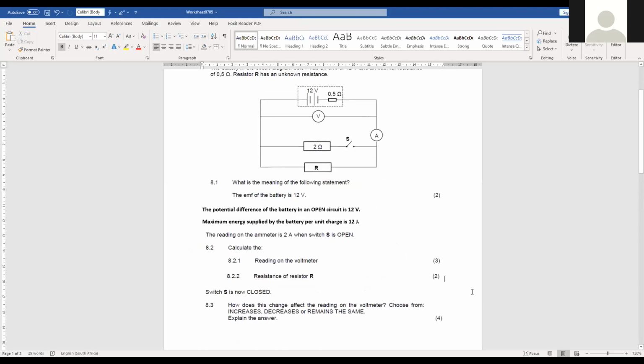So then the next question, they tell you the switch S is now closed. How does the change affect the reading on the voltmeter? Choose from increase, decrease, or remain the same. Explain your answer. Okay, so they're basically checking whether you are understanding that you are now working in a parallel circuit. So what happens when you add more resistance in a parallel circuit? Any ideas?